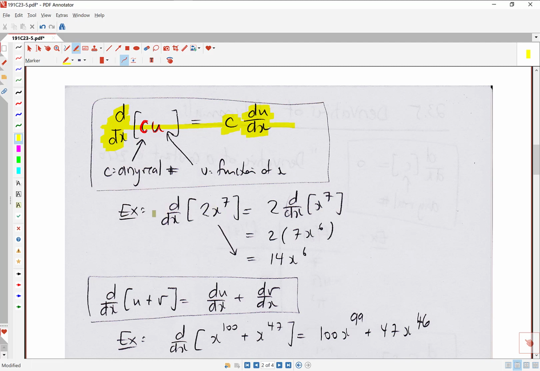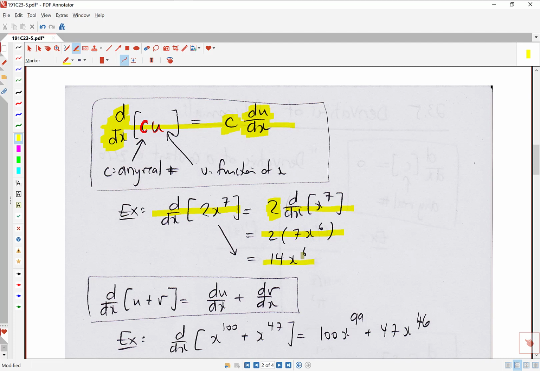Let's try this one. Let's say we want to take the derivative of 2x to the 7. Okay, well, 2 is a constant. It's just going to go out in front here. So we put the 2 out in front, and then we multiply that by the derivative of x to the 7. We know how to do that based on our previous example. So we'd get 2 times 7x to the 6, and then multiplying the 2 and the 7 together, we have 14x to the 6.